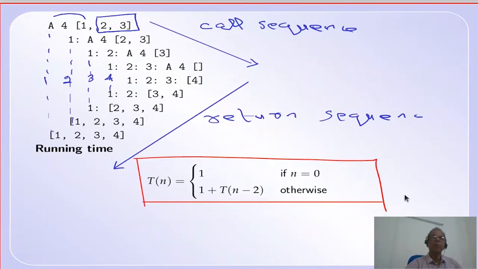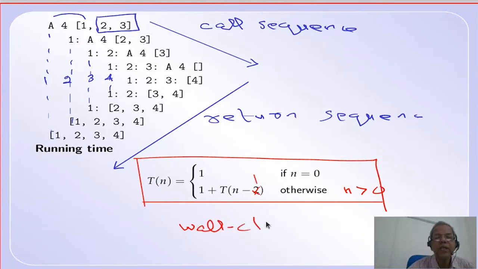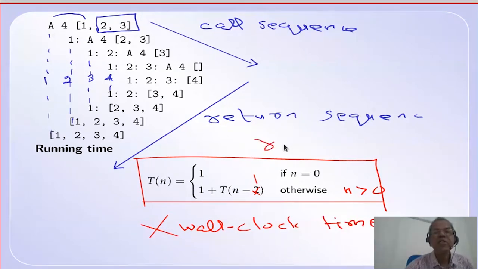The running time of this algorithm, t of n, has two cases. If n is equal to 0, the running time is 1. Otherwise, if n is greater than 0, the running time is 1 plus t of n minus 1. Remember, I am not interested in the wall clock time. More on this later. Now, this is an example of a recurrence relation.